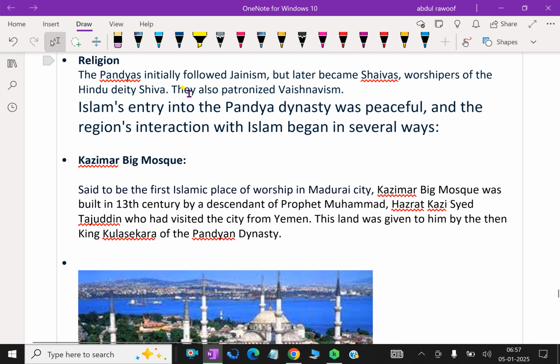Religion. The Pandyas initially followed Jainism but later became Shaivas, worshippers of the Hindu deity Shiva. They also patronized Vaishnavism. Islam's entry into the Pandya dynasty was peaceful, and the region's interaction with Islam began in several ways.